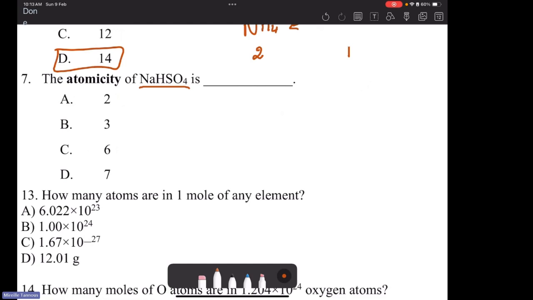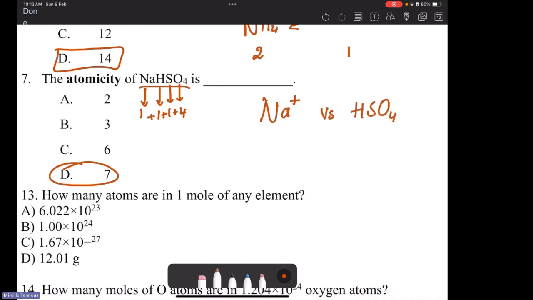Again, another simple formula of a compound. For the atomicity, I have 1 Na, 1 hydrogen, 1 sulfur, and 4 oxygen. So that is 7. And if they ask about the atomicity of ions, here I have an Na positive ion versus HSO4 1 minus. So 1 to 1. One atomicity for sodium ion and one atomicity for hydrogen sulfate ion.